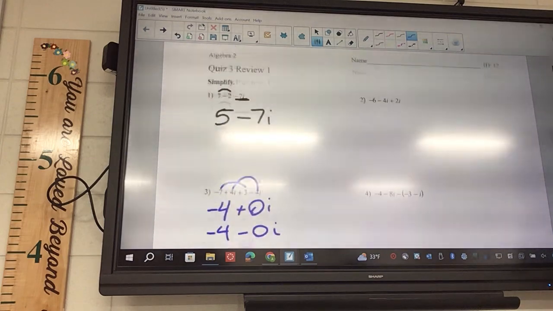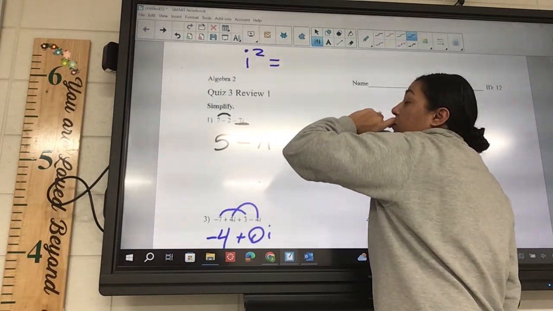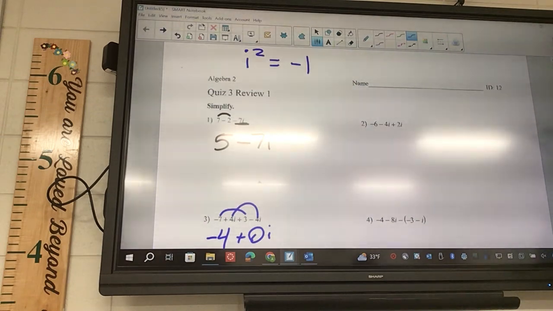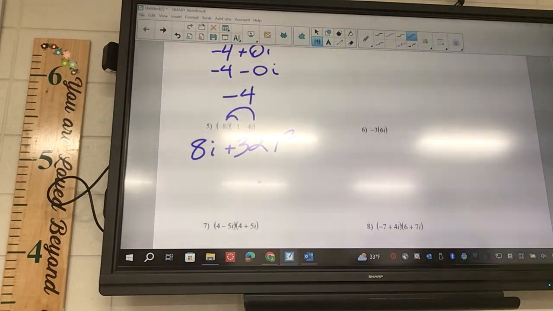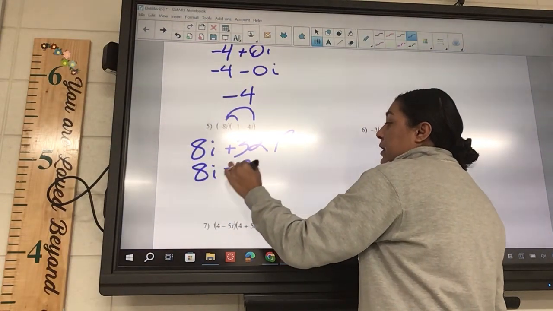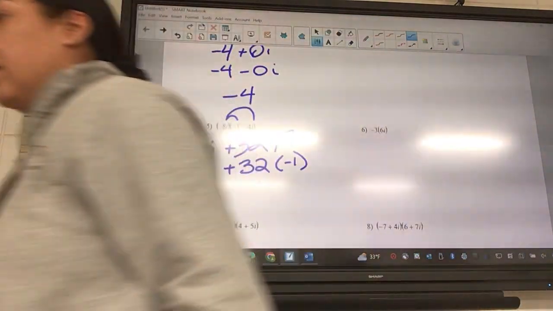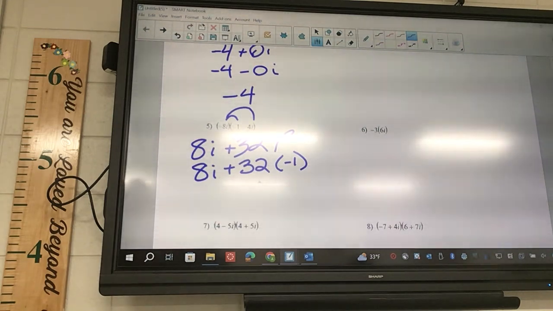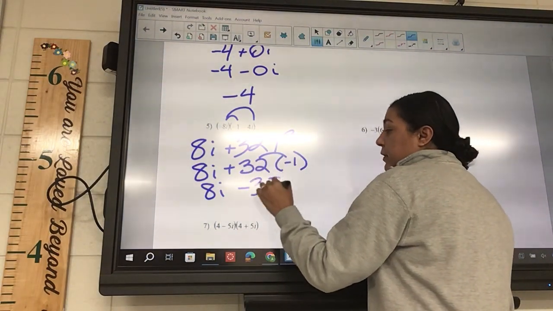Somewhere on the top of your paper, you need to write this. i squared equals what? Negative 1. So i squared equals negative 1. Wherever there's an i squared, we're going to cross that out and put negative 1 in parentheses. So it's going to look like this: 8i plus 32, and instead of the i squared, we put a negative 1 in parentheses. What do parentheses mean? Distribute. So 8i, and then 32 times negative 1 is negative 32.